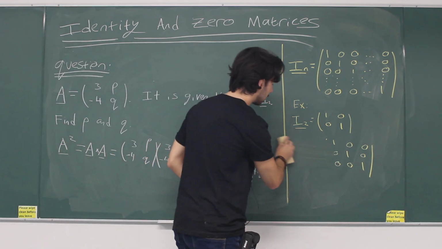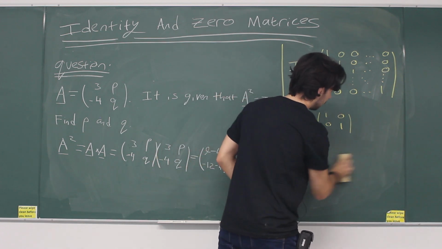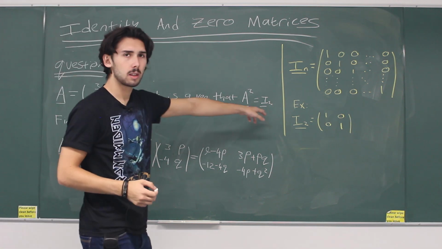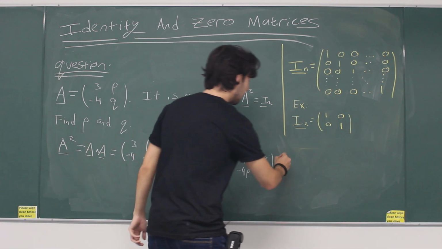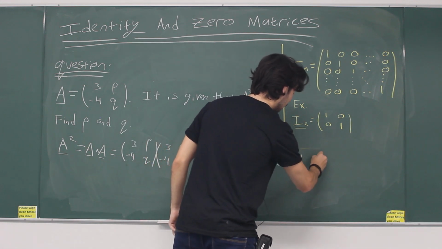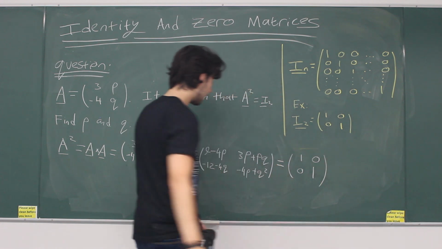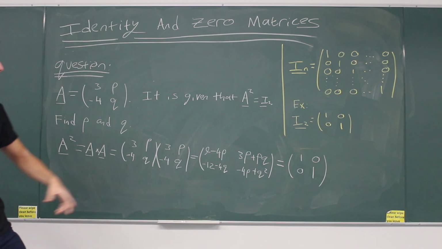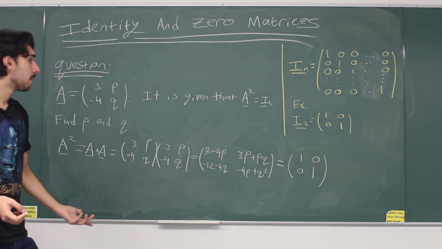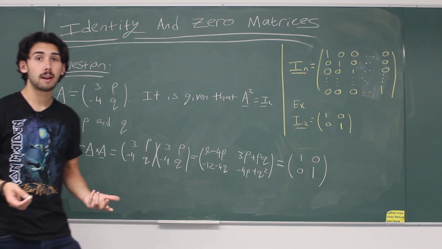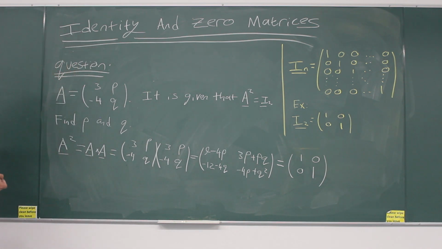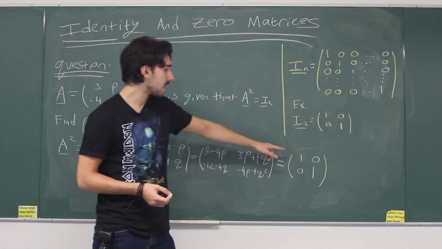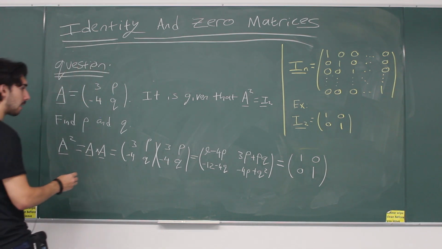I'm just going to rub this out so we have a tiny bit more space here. And what we want to do is set this equal to the 2 by 2 identity matrix, which we know is 1, 0, 0, 1. And now what you can do, guys, with this is that you can literally just read off. We have 4 different equations that we can read off, and we can use that to find the values of P and Q. So if we look at the top left equation, which says that 9 minus 4P equals 1, we can get the value of P.